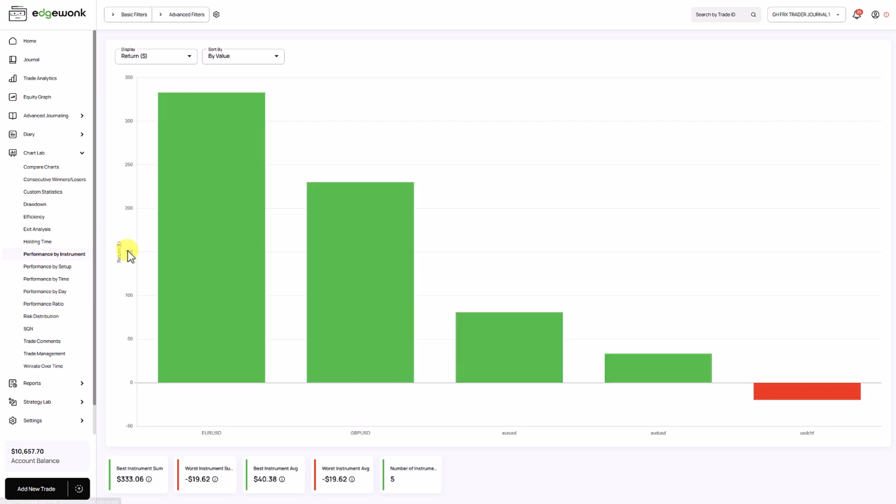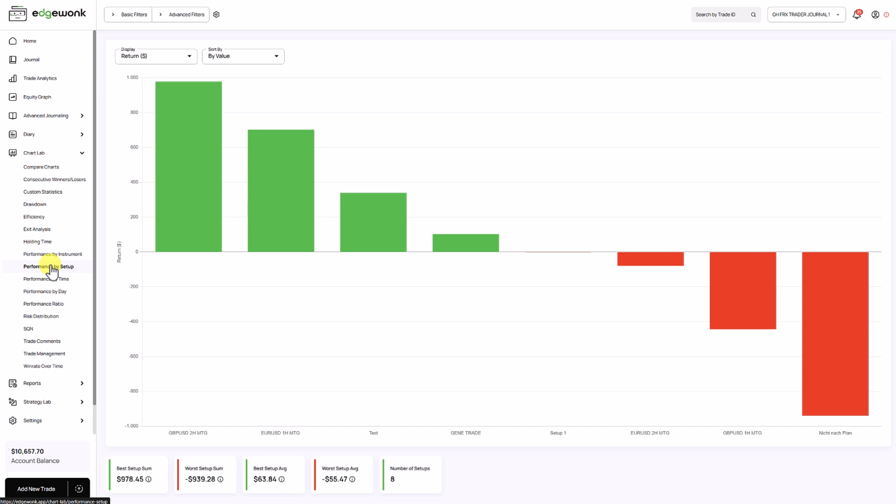Performance by instrument shows that most of the instruments are profitable. US dollar Swiss is not profitable, but there's only 1 trade, so that doesn't really mean anything. When we go to setups, that's where we see the first interesting finding. When we look here to the right, this comment means not in the plan, so not according to the plan. And he has taken 31 trades with a total loss of minus $939.